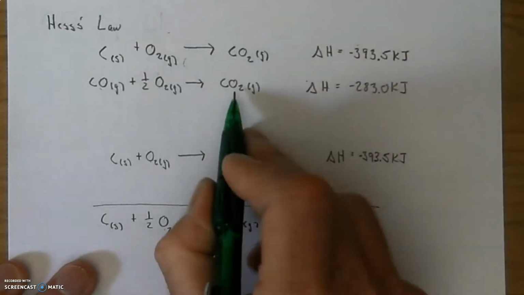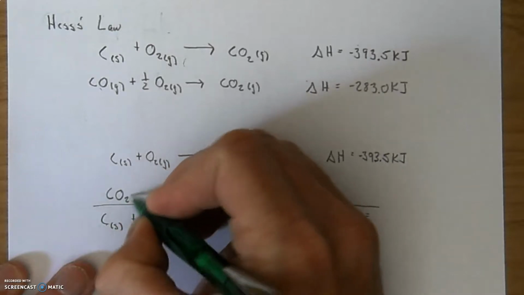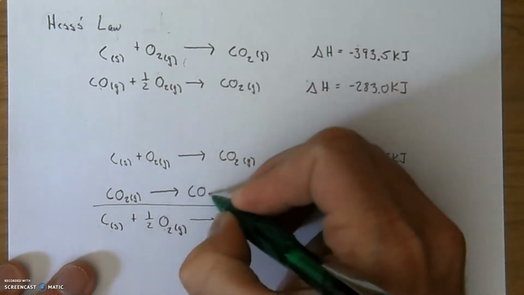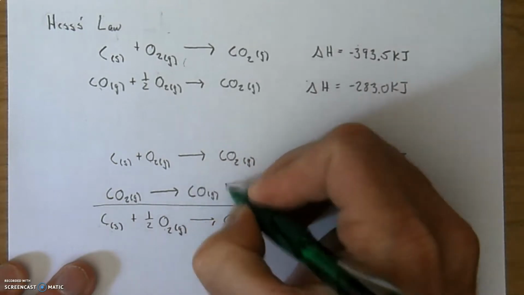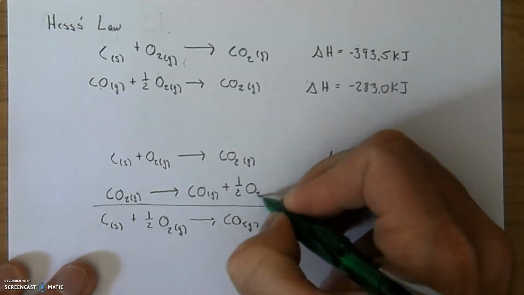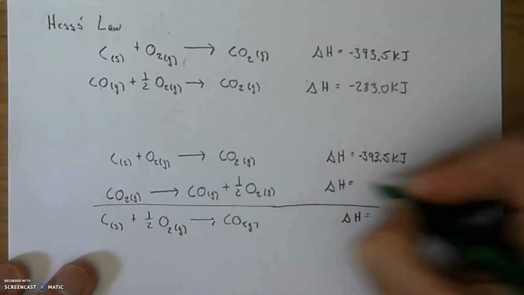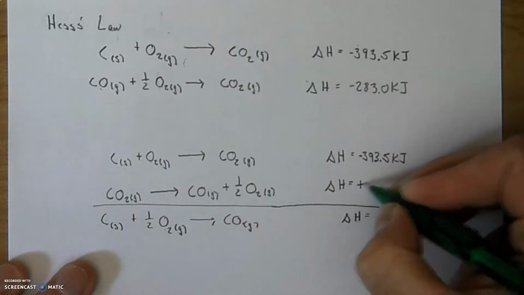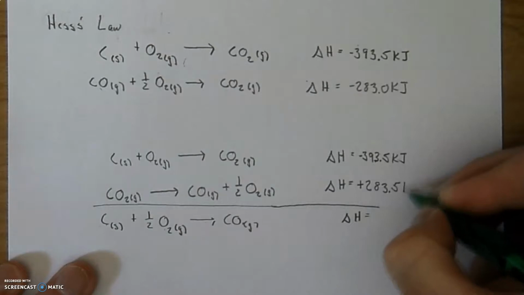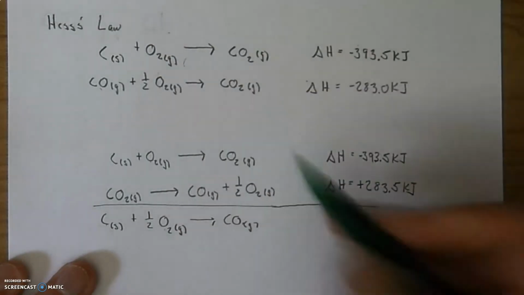So let's rewrite this equation, but backwards. Carbon dioxide gas produces carbon monoxide gas and half of an oxygen gas. And then I have an energy value, but it's the opposite because I flipped it. So it's a positive 283.5 kilojoules. All right, now it's just math, just kind of adding things up and canceling.